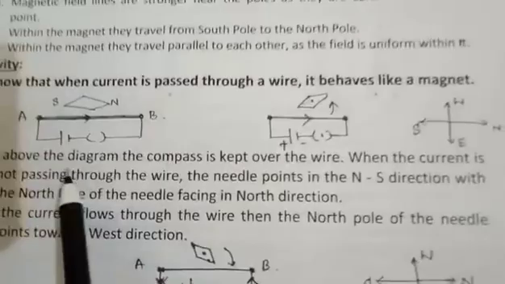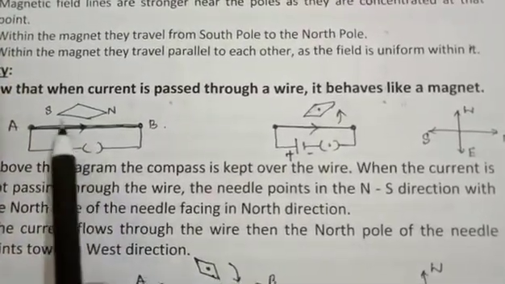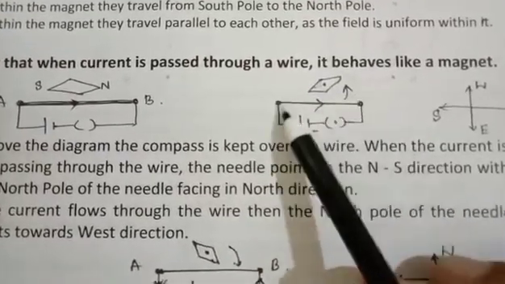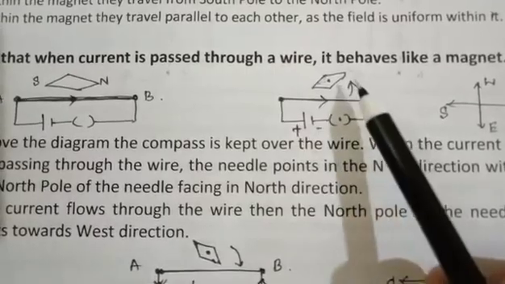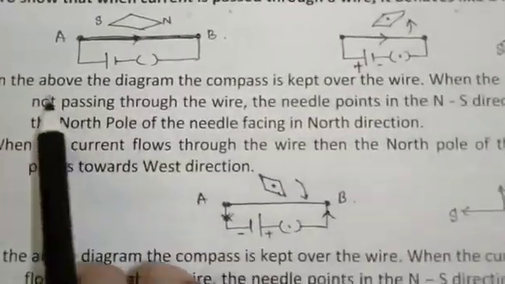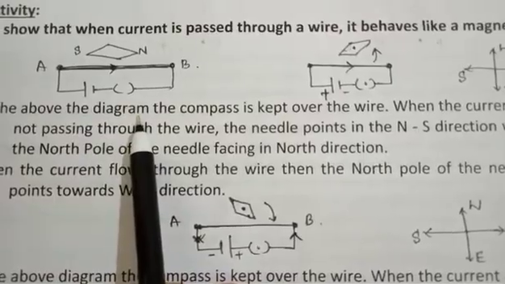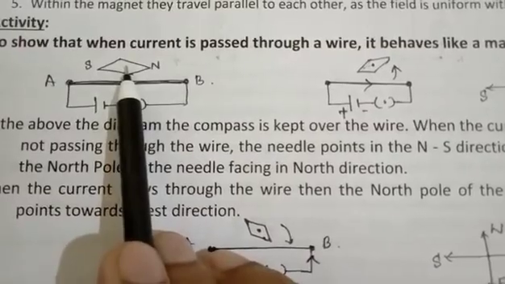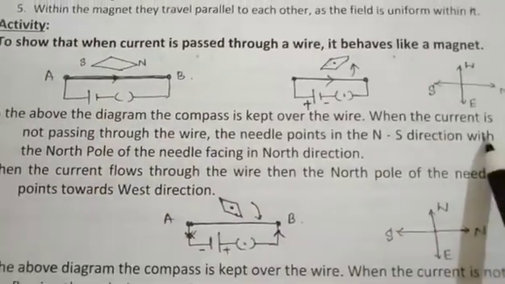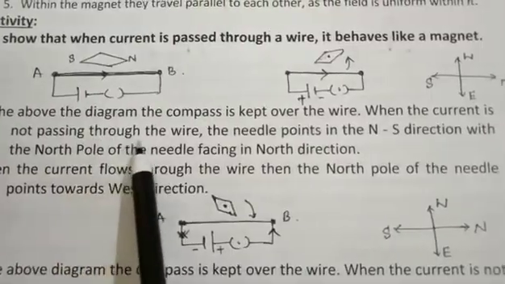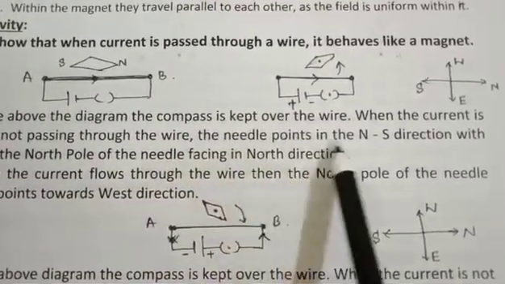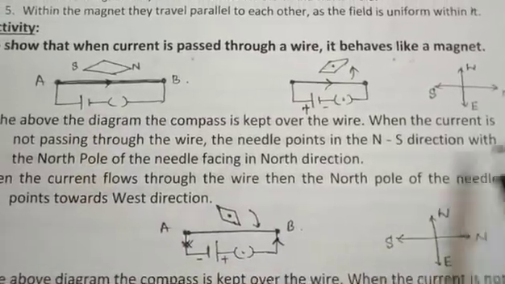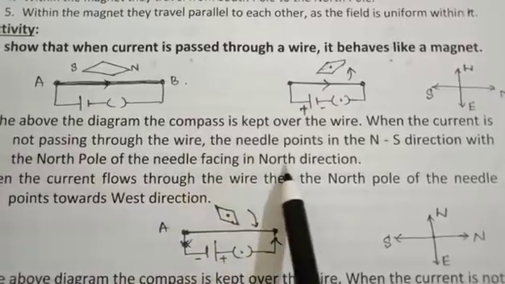Now when the current is not passing through it, it is aligned in north-south direction. Now when we are going to pass the current, something is going to happen with this compass. So let us read it. In the above diagram, the compass is kept over the wire. This is the wire. On the top of it, we have kept the compass. When the current is not passing through the wire, the needle is in the north-south direction. This is the first condition, with the north pole of the needle facing the north direction.